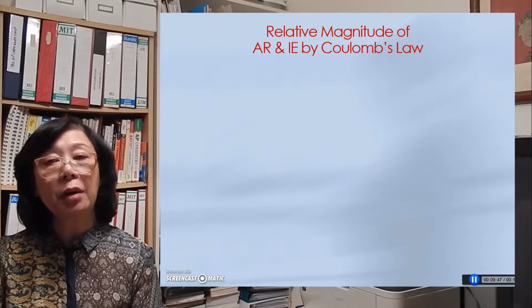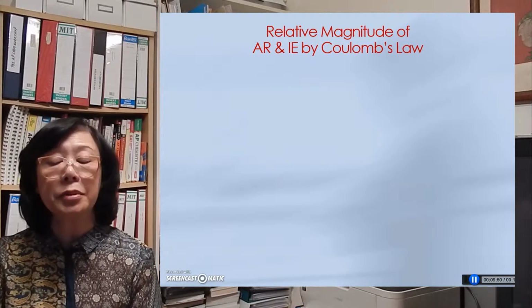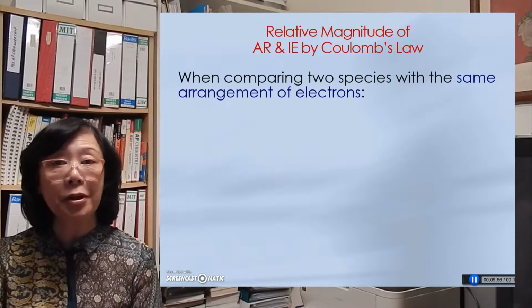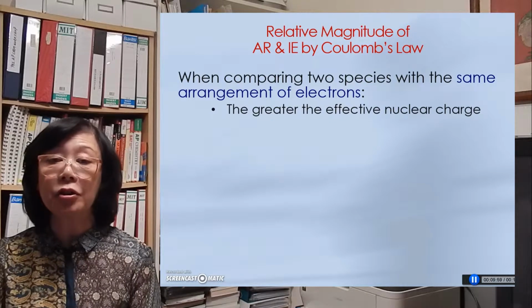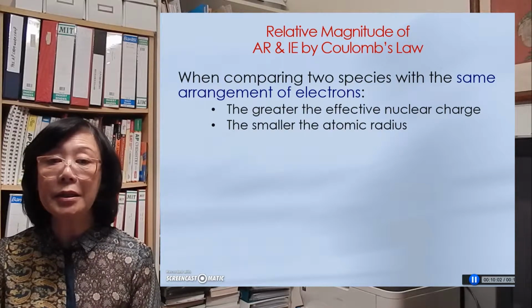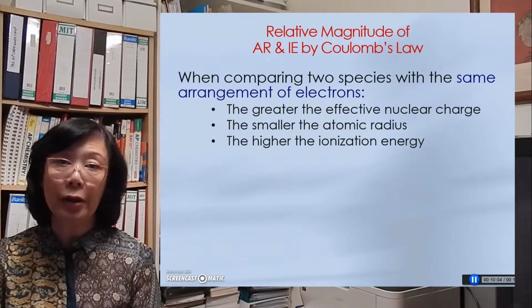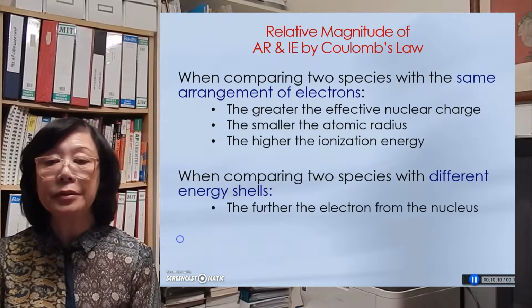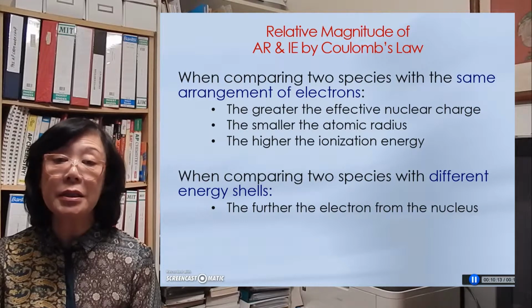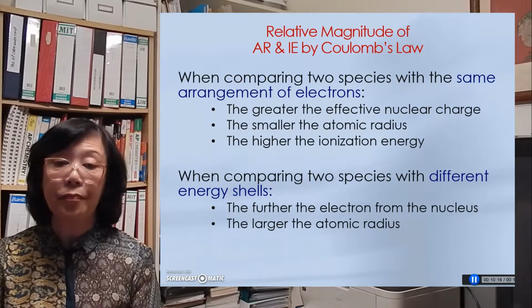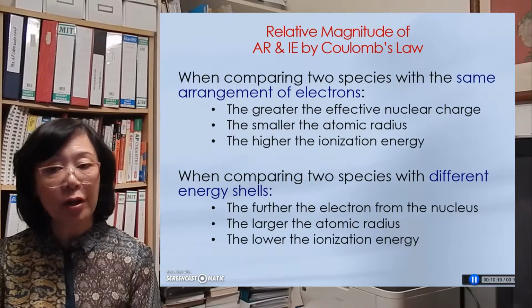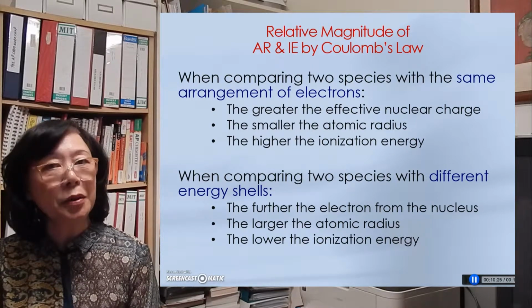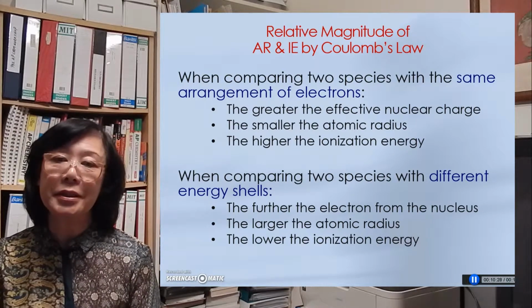As we examine both the atomic radius and ionization energy related to Coulomb's law, when we compare two species with the same arrangement of electrons across a period, the greater the effective nuclear charge, the smaller the atomic radius, and the higher the ionization energy. When we compare two species with different energy shells, the further the electron is from the nucleus, the larger the atomic radius, and therefore the lower the ionization energy. Notice that the two trends are in opposite directions. As atomic radius decreases, ionization energy increases.